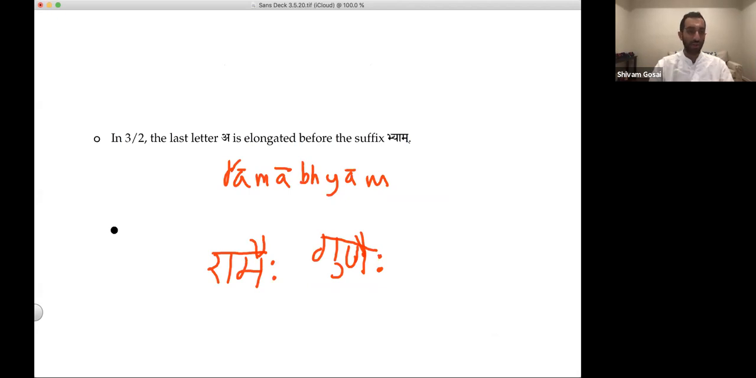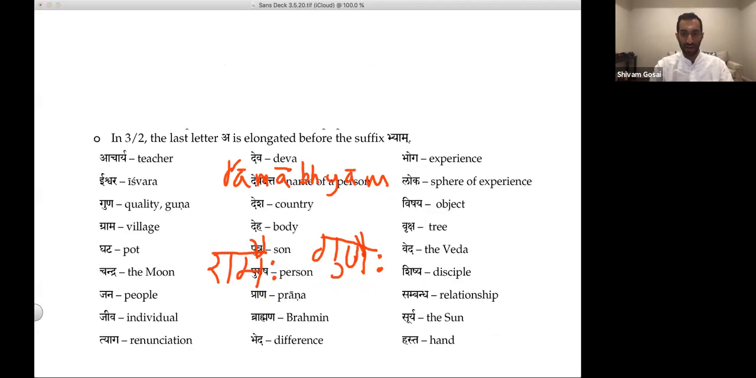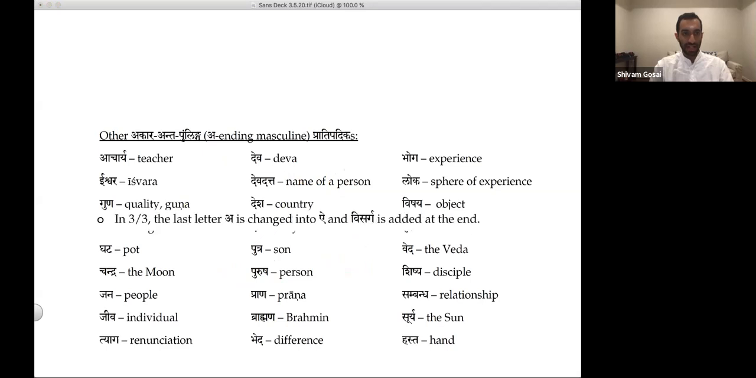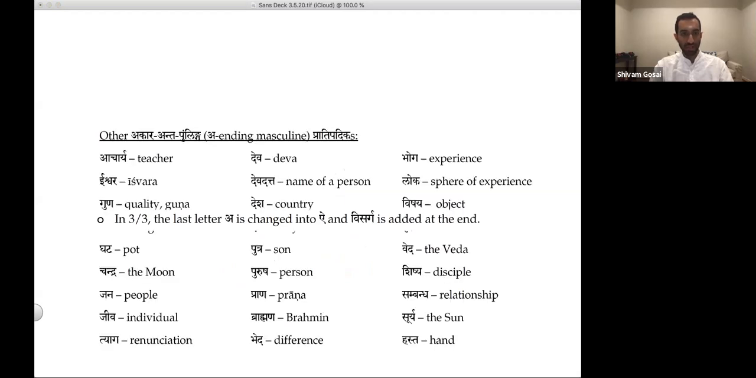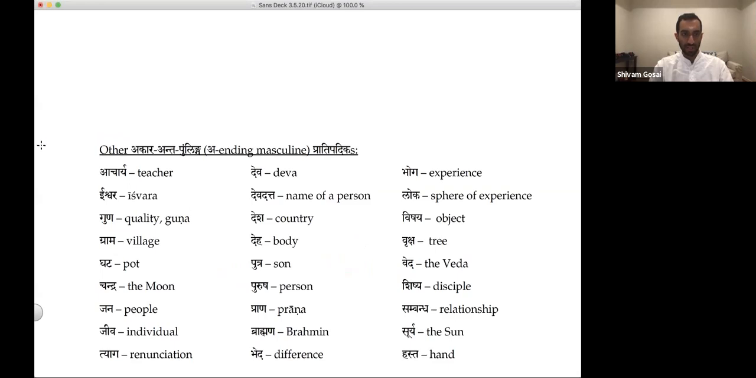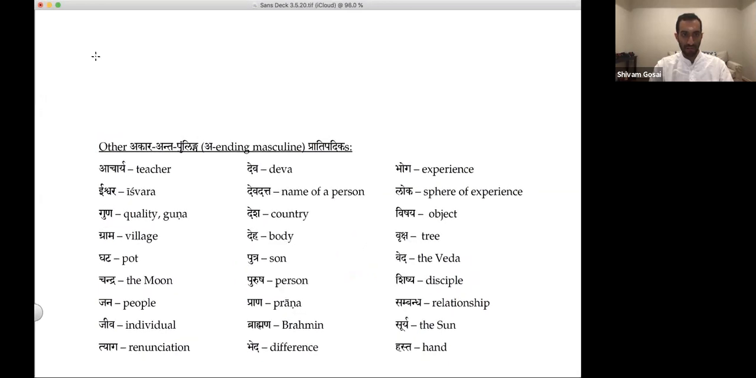If we have any of the other words in the case, we could see gunabhyam, acharyabhyam, etc., dehabhyam, vrikshabhyam, etc. And then in 3-3, the last letter is changed to I, and we add a visarga. So Ramaihi. Or we can do any of these words: gunaihi, deshaihi, vishayaihi, gramaihi, dehaihi, etc. Let me know if you have any questions with that, but it's looking good so far.